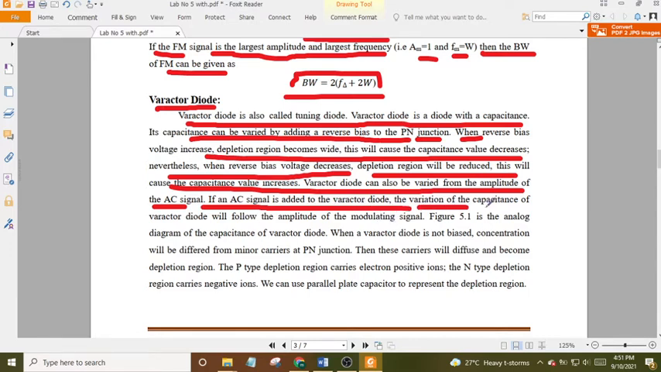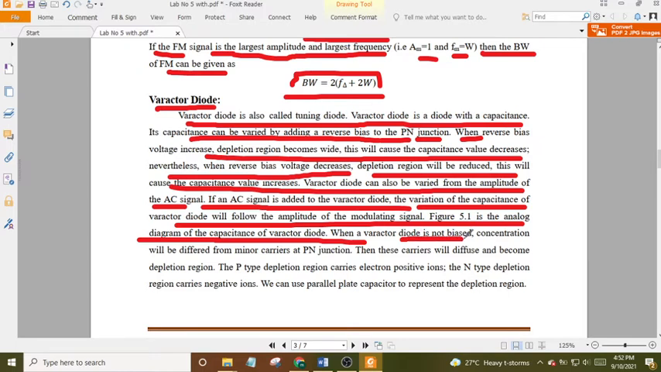The variation of the capacitance of the varactor diode will follow the amplitude of the modulating signal. Figure 5.1 is the analog diagram of the capacitance of a varactor diode when the varactor diode is not biased.